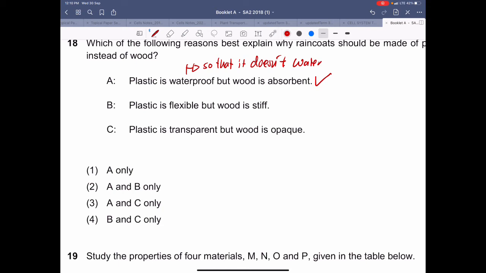Okay? B: plastic is flexible but wood is stiff. Yes. Why? Because you need to wear it. It has to fit the user and allow the user to move.